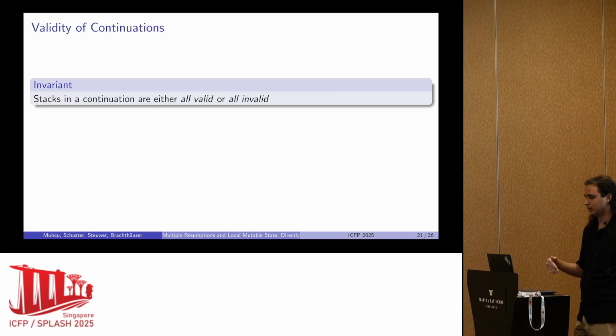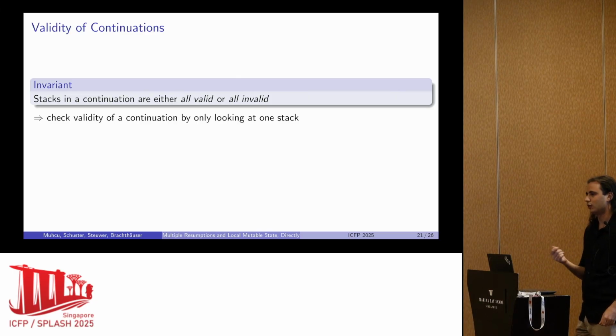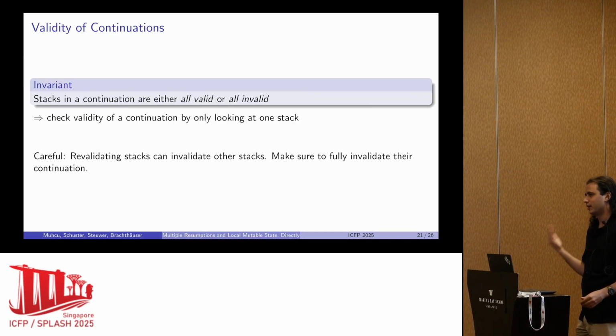For that, we introduce another invariant here. Stacks in a continuation are either all valid or all invalid. And that way, we can check the validity of a continuation by just looking at one stack. And of course, when we have an invariant, we have to maintain it somehow. In this case, whenever we revalidate a stack, that might invalidate other stacks because we are redirecting the pointers around. And in that case, we have to invalidate the whole continuation that the stack was part of.